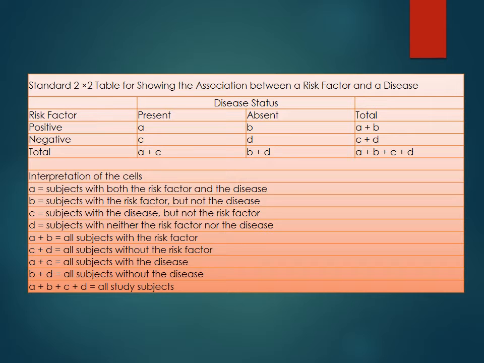So we're going to come back to this table, and just remember that these variables are going to stay consistent throughout the lecture, where A is going to be people who have the risk factor and are positive for the disease. B will be people who have the risk factor that are negative for disease, and similarly for C and D for people who do not have the risk factor.